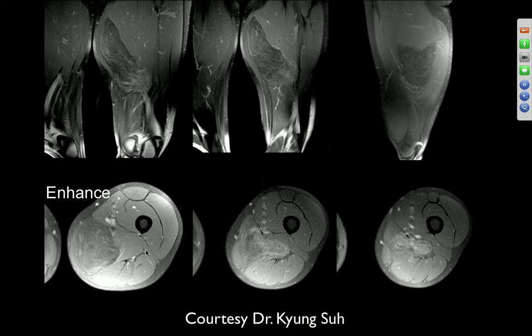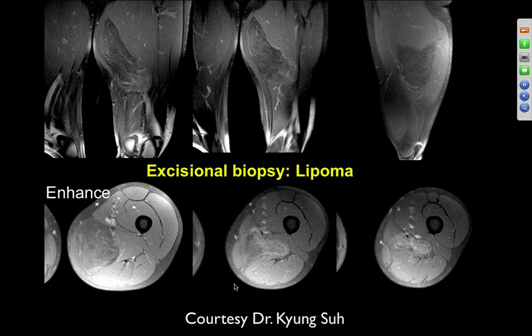And here are just some more examples. Enhancement, there's a little more uniform enhancement. In a typically benign lipoma, you will not see enhancement. But this was excised, and it was a benign lipoma throughout the lesion. So when you see complex lipid lesions like this, again, most of them are going to be benign, but you can't categorize it as benign. And you've got to tell the clinician you have to include a low-grade liposarcoma in the differential diagnosis. And it has to be either followed closely or excised.